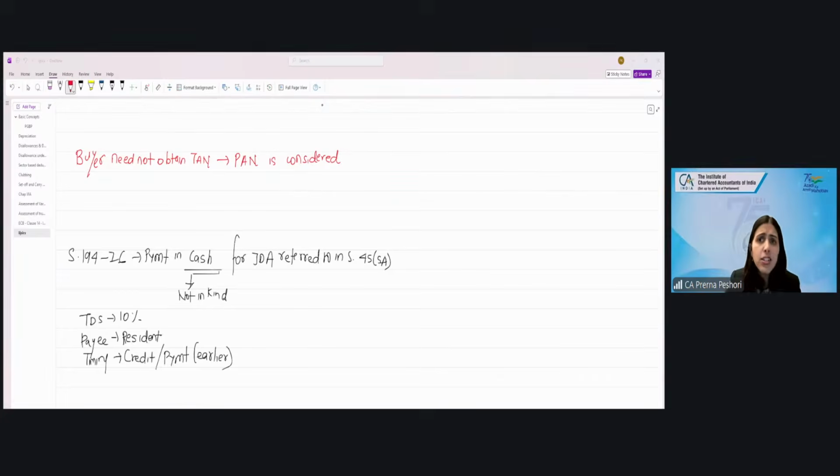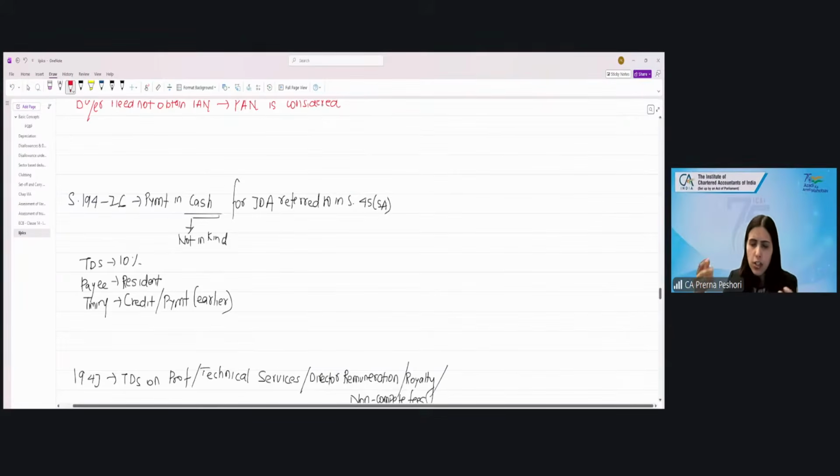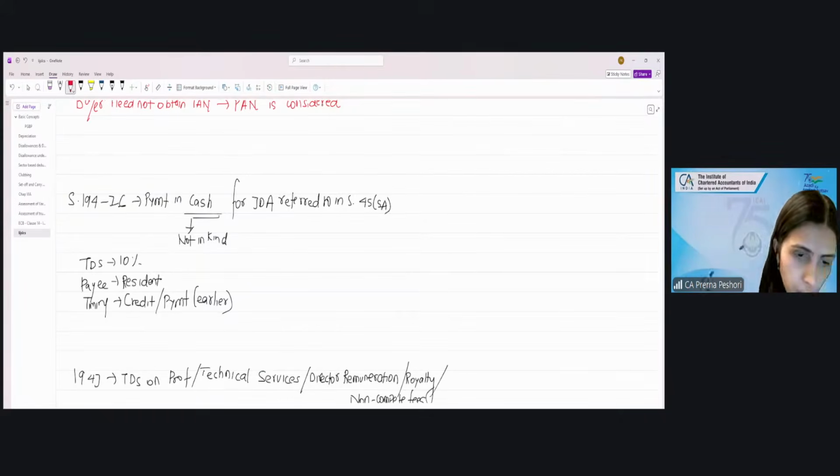Now, cash consideration doesn't technically mean only in cash. It will also include the bank transfer, but anything which is not in kind. When the builder gives the share in the building, on that component there is no TDS. It's only when he transfers some bank or cash component, on that there is TDS under 194IC.